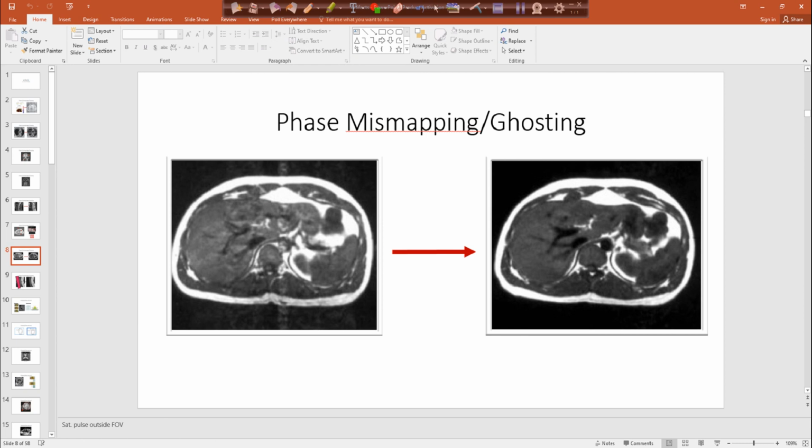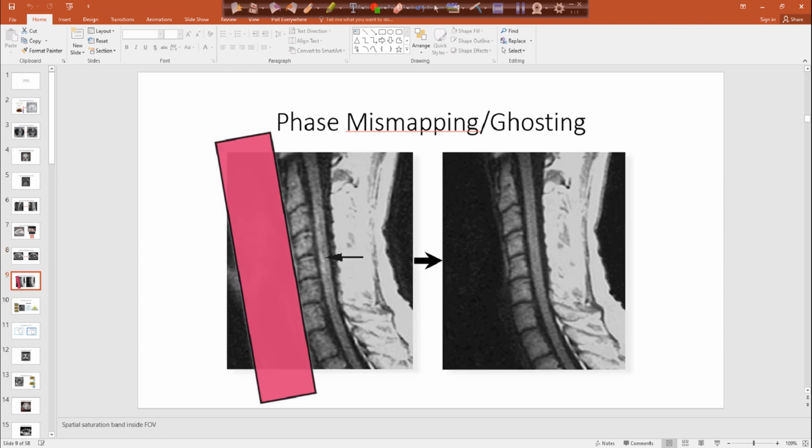And then we could also use sat pulses. So here, we did not use the sat pulse outside the field of view. So remember, we can have a sat pulse above and below, depending on if you're trying to eliminate flow from the aorta or the inferior vena cava. And this improves our image.